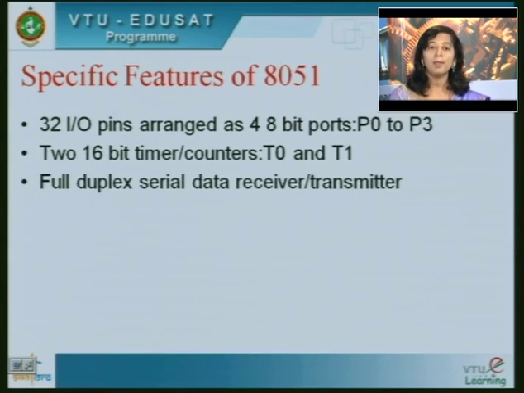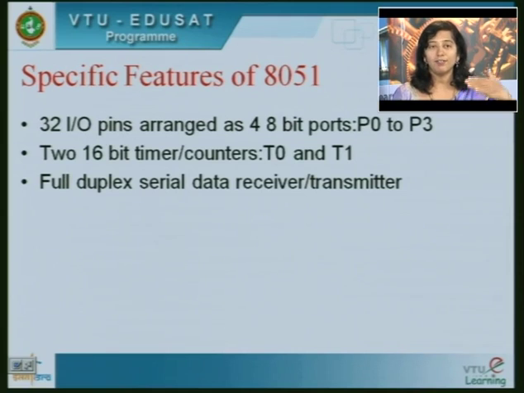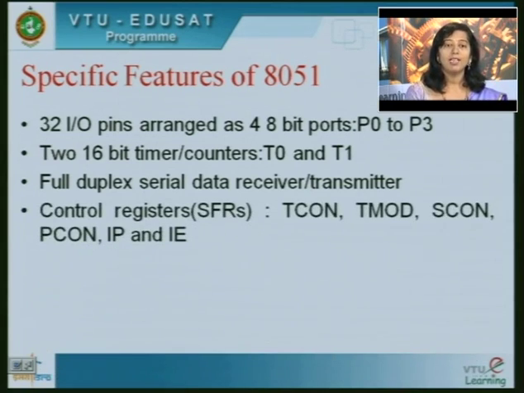A full duplex serial data receiver and transmitter. What do you mean by full duplex? Full duplex means data travels in both directions. Data can travel from transmit to receive and from the other side simultaneously. So, when data travels simultaneously, we call it full duplex communication, both way, two-way transmission. Then we have control registers, also known by the name SFRs, special function registers.